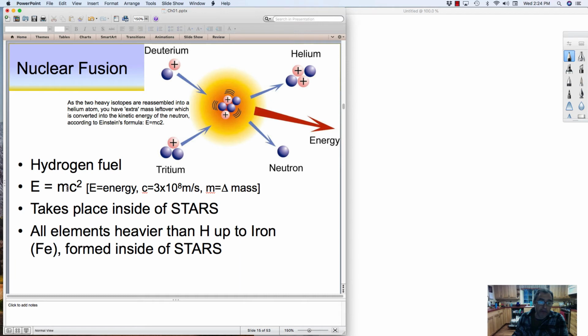So remember, we're going to multiply that mass and the speed of light squared, right? And the speed of light is already a ginormous number, 3 times 10 to the 8 meters per second. So we're going to square that. So that little change in mass leads to a tremendous amount of energy, right?